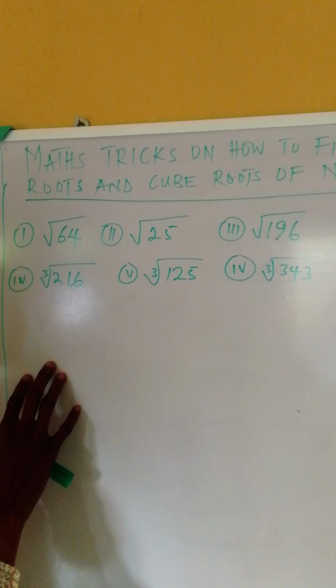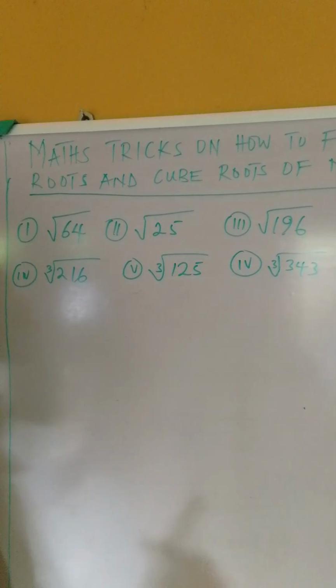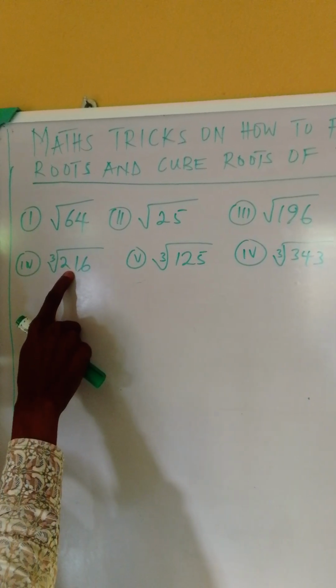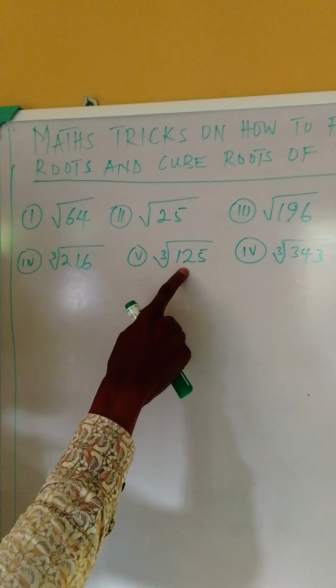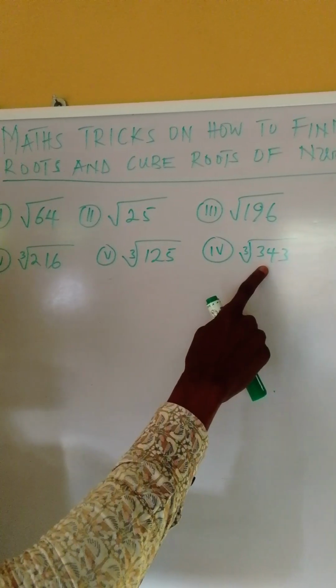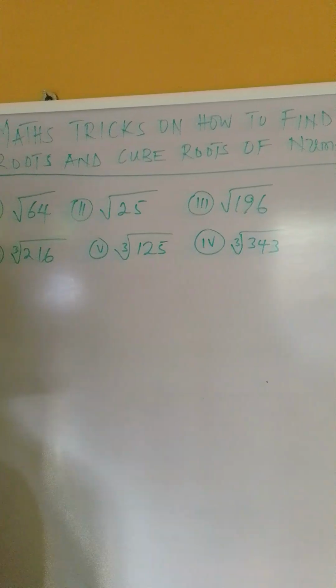Then down here, we are asked to find the number that will multiply itself in three places or three times to give 216. Then the number that will multiply itself in three places to give 125, and also the number that multiplies itself in three places to give 343.